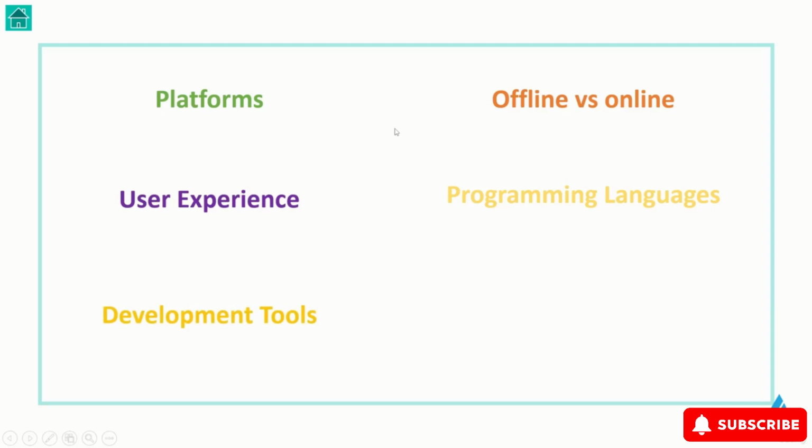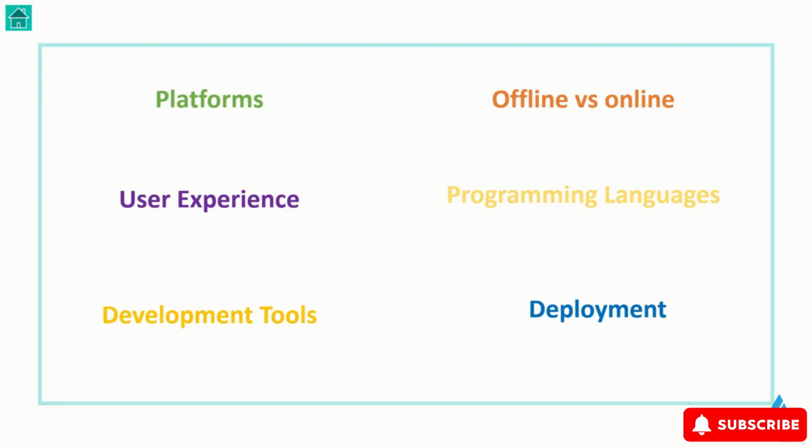Next, development tools. App development requires specific development tools such as Xcode for iOS app development, while web development uses tools such as Visual Studio Code, Sublime Text, or Atom. Next, deployment. Apps are deployed through app stores such as Apple's App Store or Google Play, while websites are deployed to web servers.